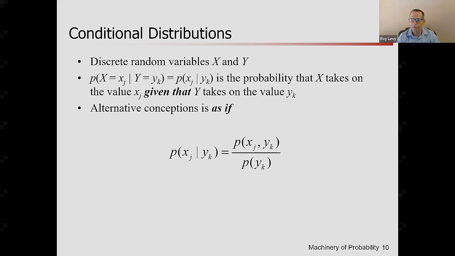An alternative conception of this conditioning is that things don't even have to have turned out that way. It's almost a hypothetical, as if certain things were the case. That is, what's the probability that X takes on a particular value if Y were to take on this value? And it has a formal definition. The conditional probability for X taking on a particular value given Y takes on a particular value is equal to the joint probability, the probability of both those things happening, divided by the marginal probability of Y all by itself.